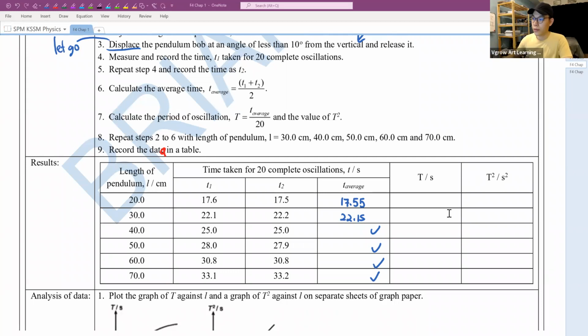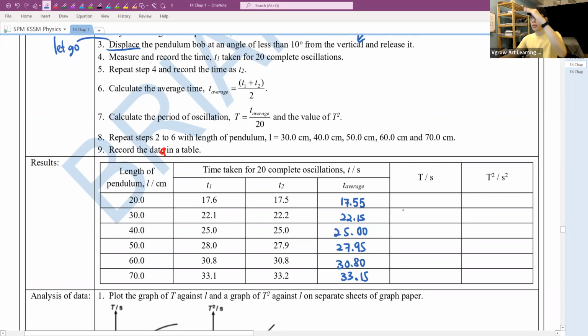Done. So the values are 25.00, and then here is 27.95, 30.80, and then 33.15, right? Okay. Or we fix the same decimal to make it neat and tidy for your scientific reports. Usually we leave it like that, the same.